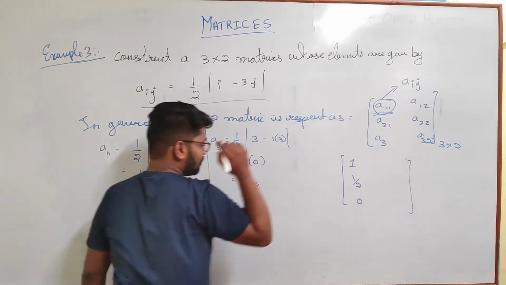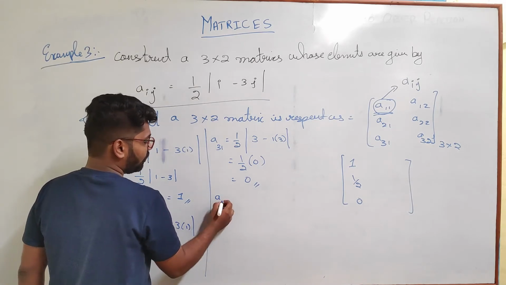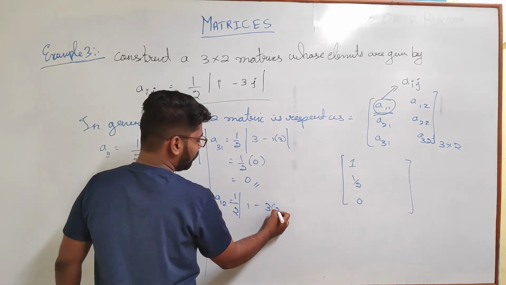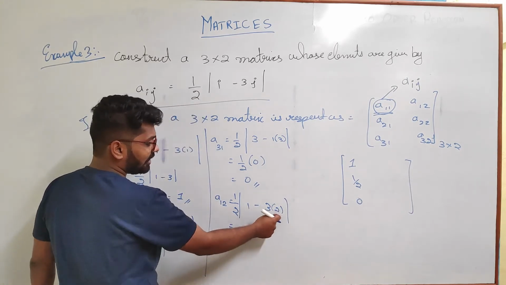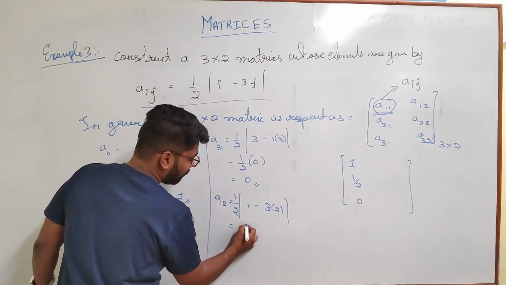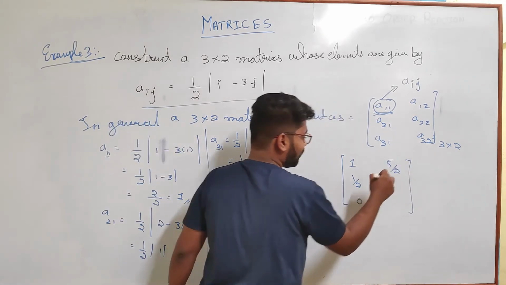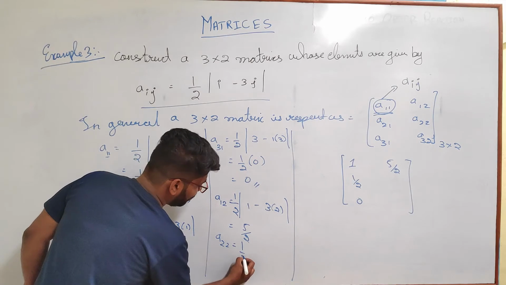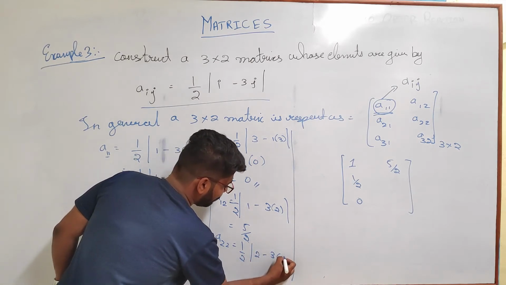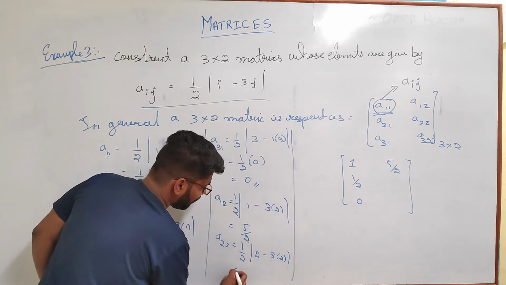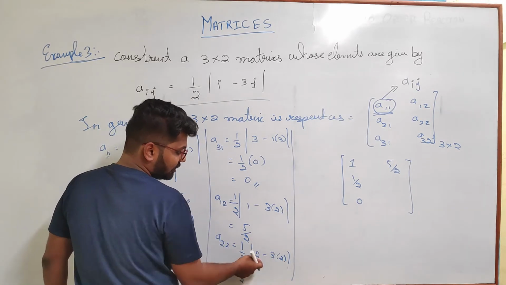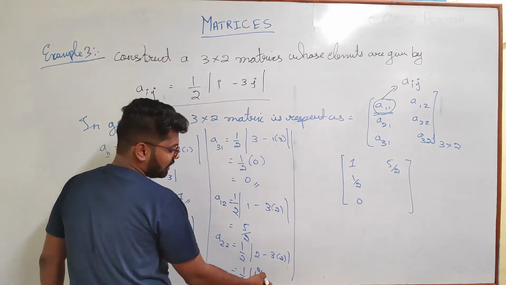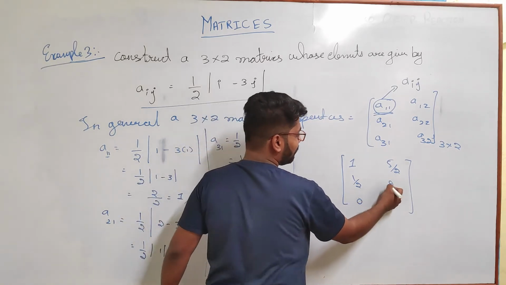So talking about this column now, A12 is equal to 1 by 2 modulus of 1 minus 3 into 2. So 3 into 2 is 6, 1 minus 6 is minus 5. The modulus of minus 5 is positive 5. So the answer is 5 by 2. Understood? A22 will be 1 by 2 modulus of 2 minus 3 into 2. 3 into 2 is 6. 2 minus 6 is minus 4, and the modulus of that will be plus 4. So the answer is 2 itself. So here the answer will be 2.